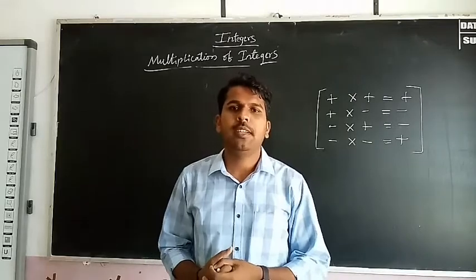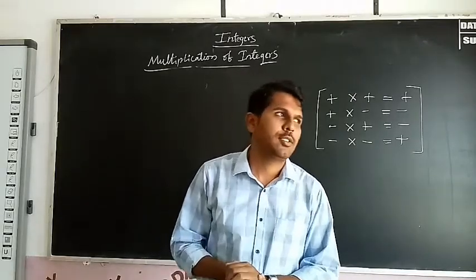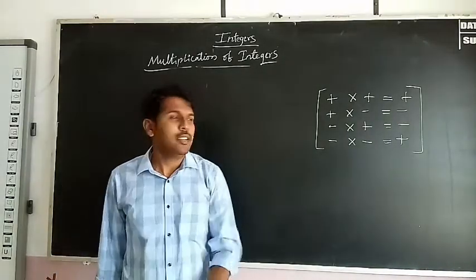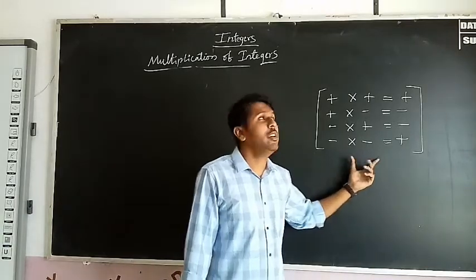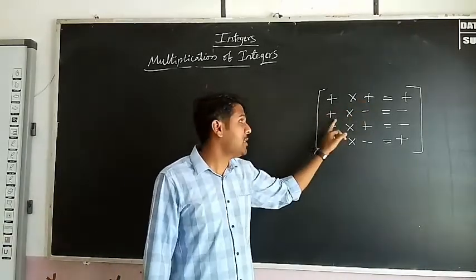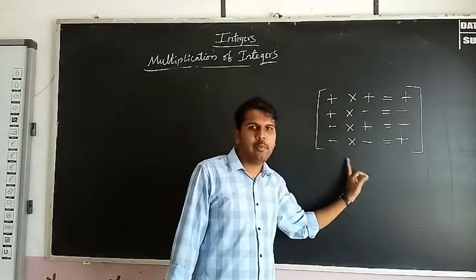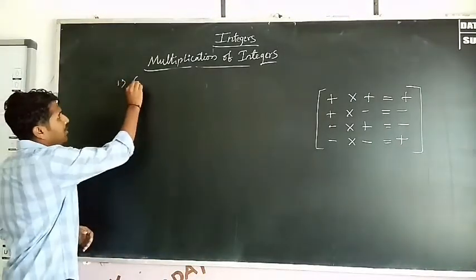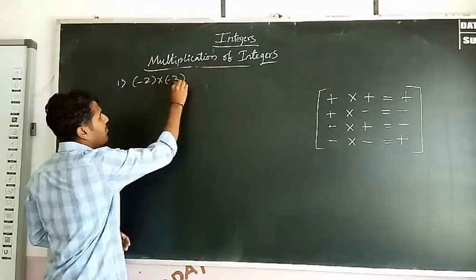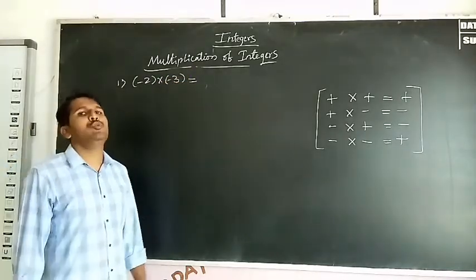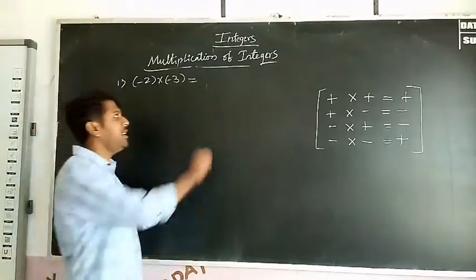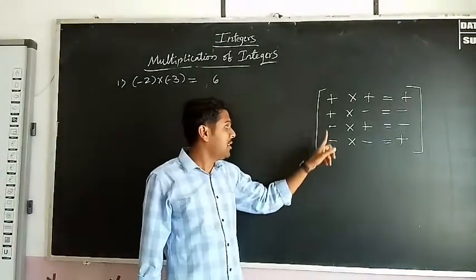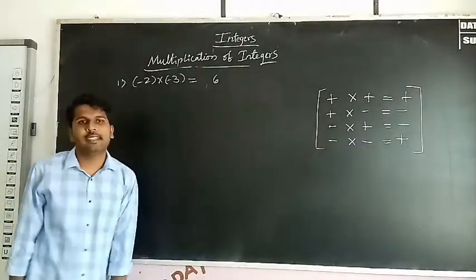Okay, the next concept is multiplication of integers. You already know the multiplication of integers. Before going to it, you should remember these 4 rules, which I already explained: plus into plus is plus, plus into minus is minus, minus into plus is minus, minus into minus is plus. Just take an example: minus 2 into minus 3. First we multiply the numbers, 2 into 3, 6. After that multiply the signs: minus into minus is plus. So plus 6 is the answer.